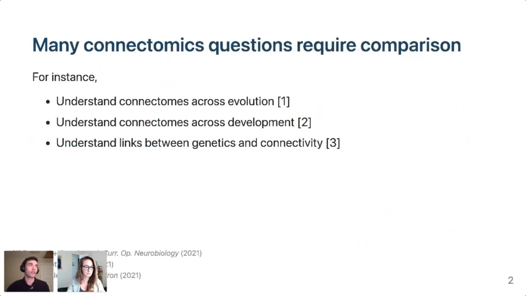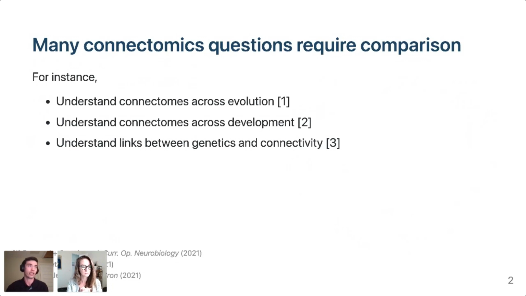So first off, why are we looking at connectomes in the first place? I think there are many interesting connectome questions that all sort of revolve around or require some notion of comparison. Just as a few examples, if we wanted to understand how connectomes change across evolution, we would want to measure multiple connectomes from different taxa and then have some way of comparing them.